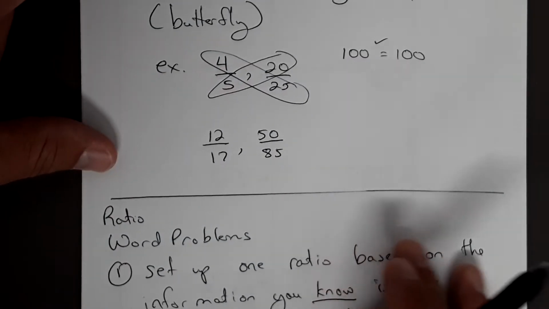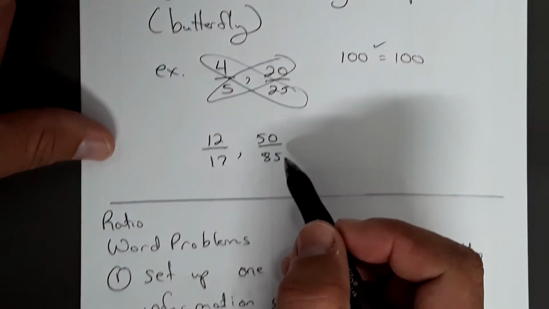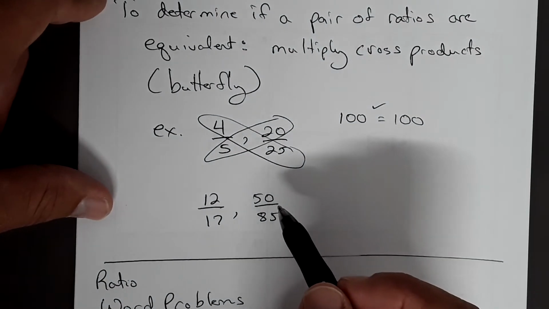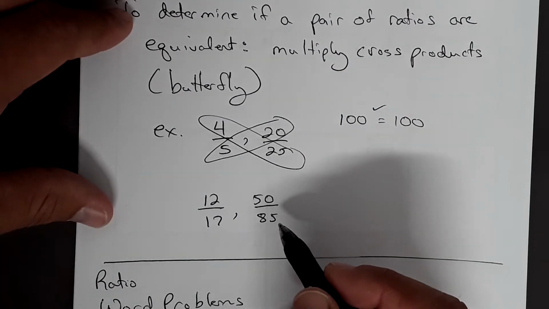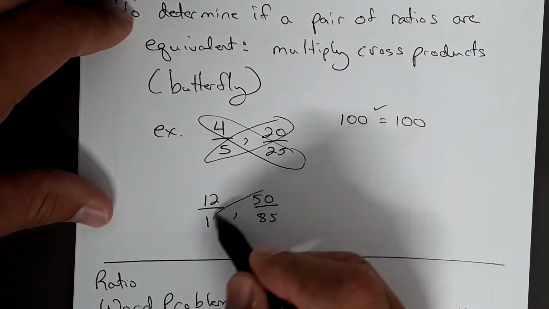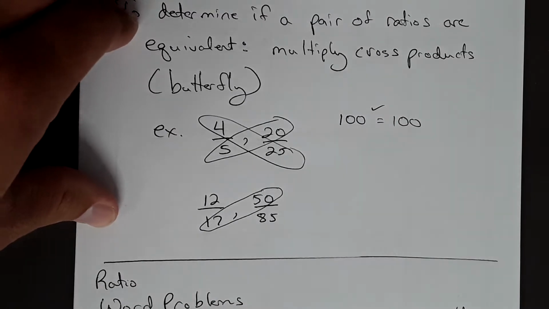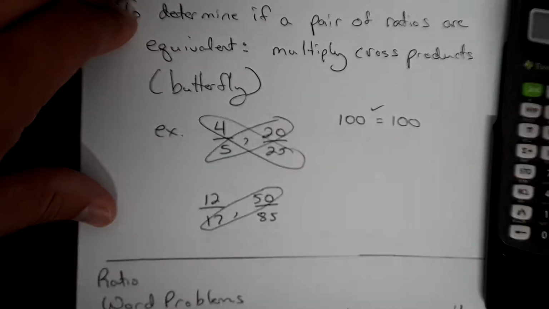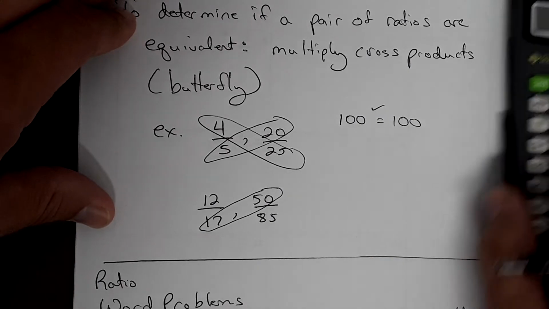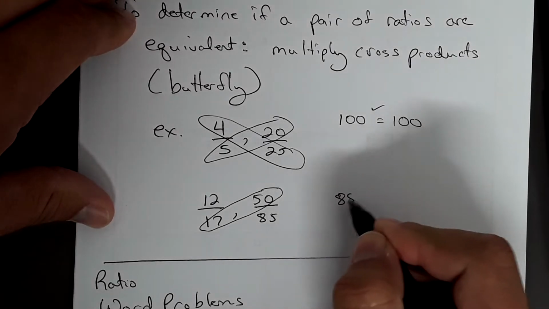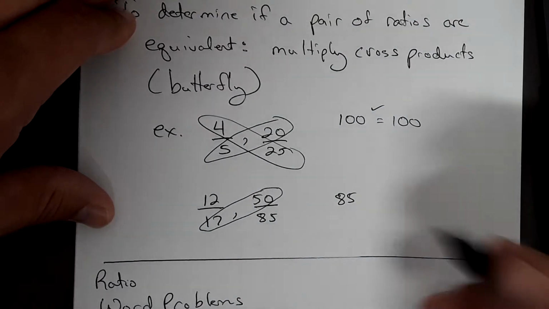To show you another example, now I'm asking, is 12 over 17 equal to 50 over 85? Now notice that I don't have any missing numbers. I'm not trying to solve this. I'm just trying to see if these two proportions are equal to each other. And I can do that by doing this butterfly thing. So 17 times 50 is 850.